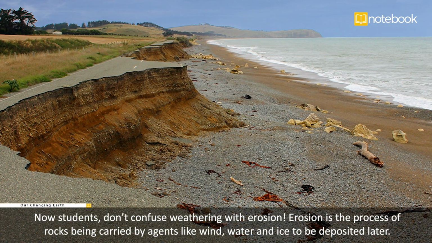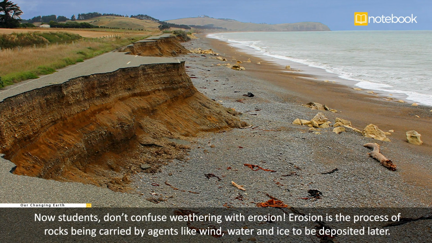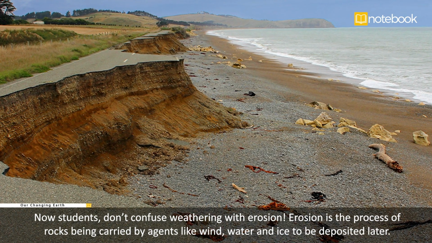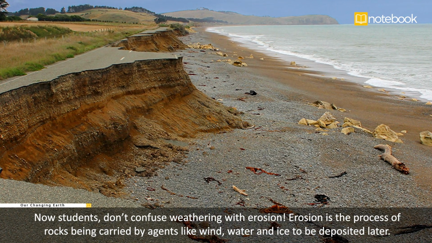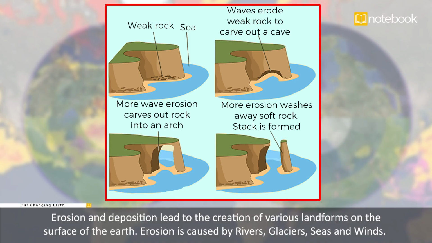Now students, don't confuse weathering with erosion. Erosion is the process of rocks being carried by agents like wind, water and ice to be deposited later. Erosion and deposition lead to the creation of various landforms on the surface of the earth. Erosion is caused by rivers, glaciers, seas, and winds.